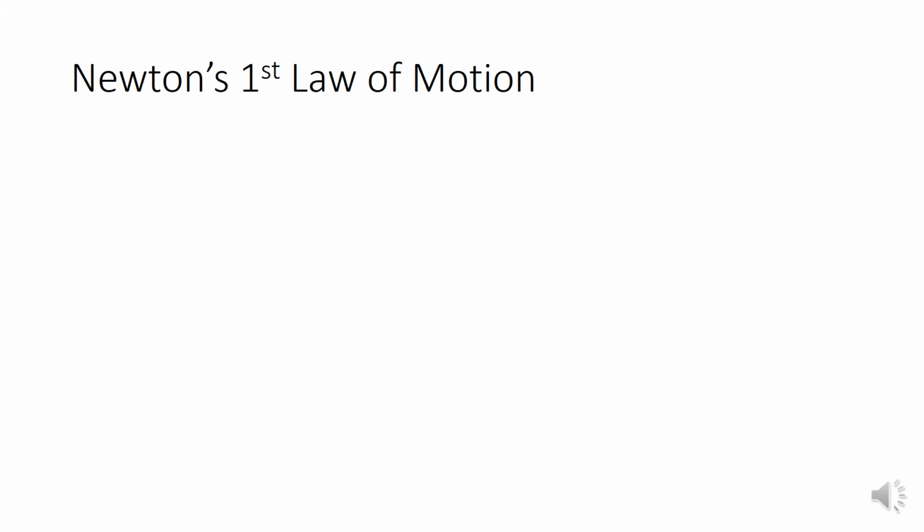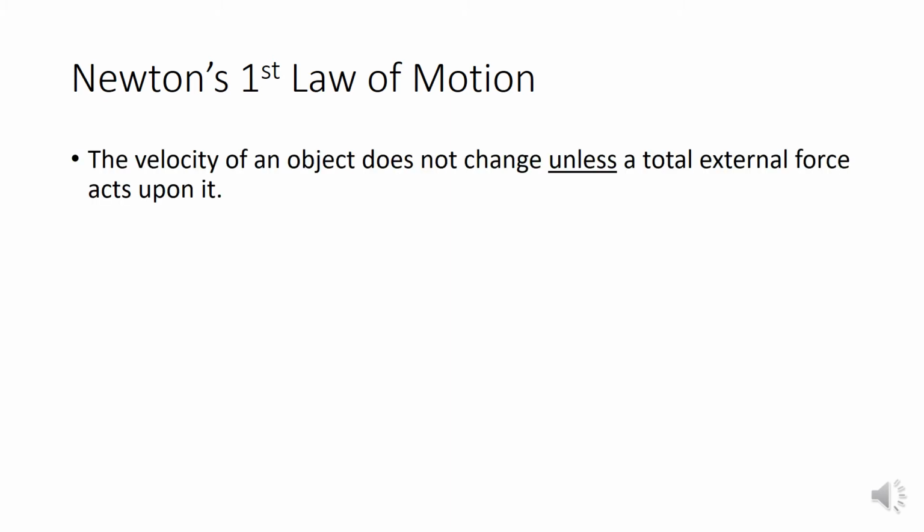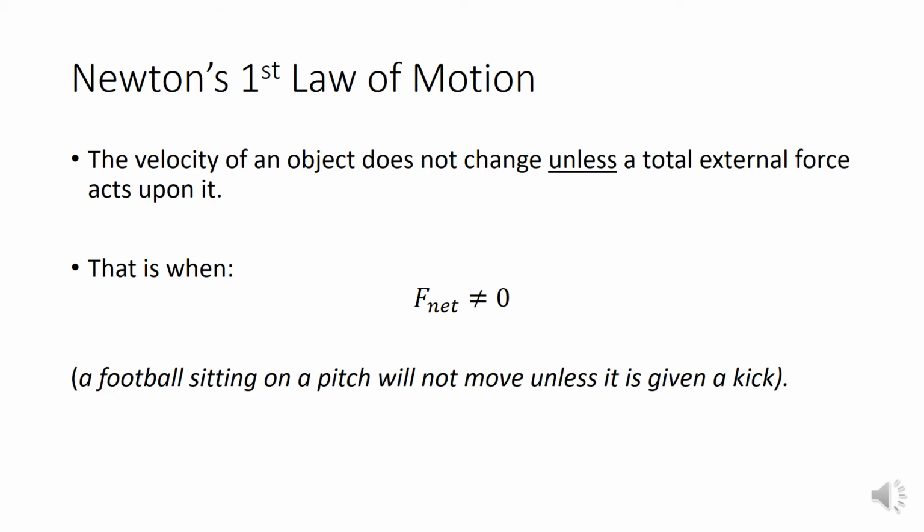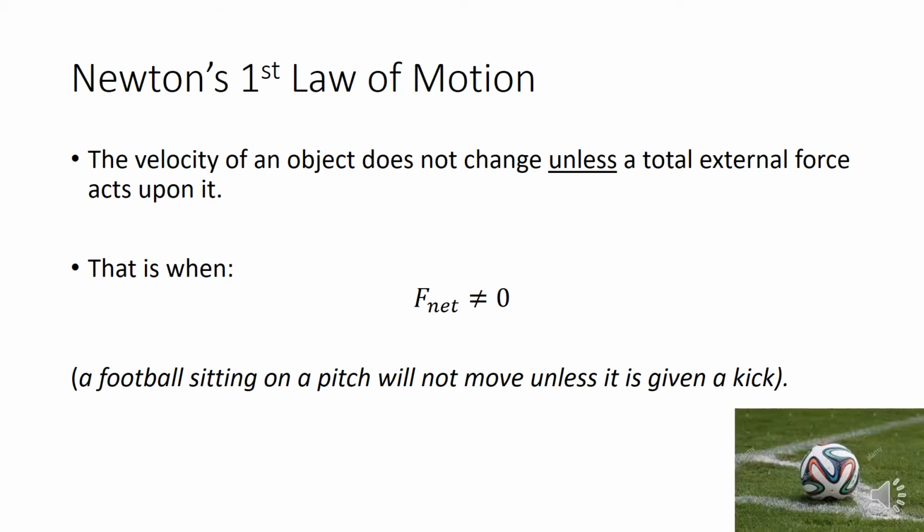So here's Newton's first law of motion. The velocity of an object does not change unless a total external force acts upon it. Now this is complete common sense. Why would an object change its motion unless it is feeling a force? So it must be when the net force is not equal to 0. And the example I give is a football sitting on a pitch will not move unless it is given a kick. It would have no reason to change its motion unless it is given a kick. So that's Newton's first law of motion. You'll find it on your definitions page also.